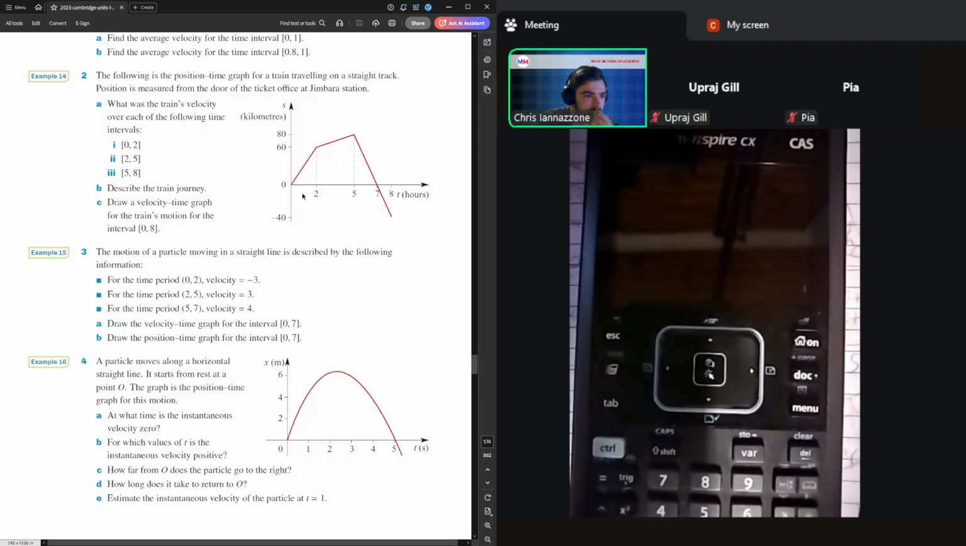Like, for instance, for 0 to 2, you could say the train travels a total of 60 kilometers over a period of 2 hours, right of the origin, which I guess we would have to call the door of the ticket office at Jimbara station, but God knows no one's writing all of that. Imagine writing that in the exam. 60 kilometers for a total of 2 hours at an average speed of 30 kilometers per hour, as seen right of the door of the ticket office at Jimbara station.